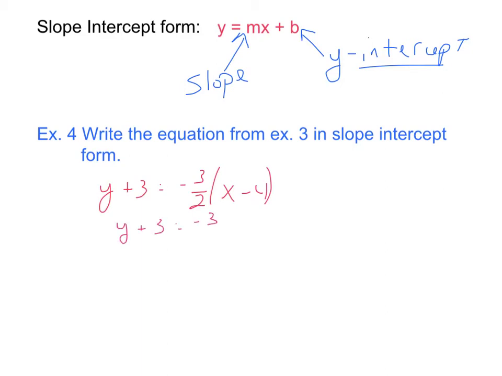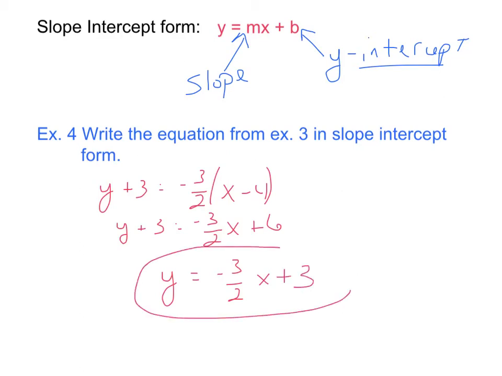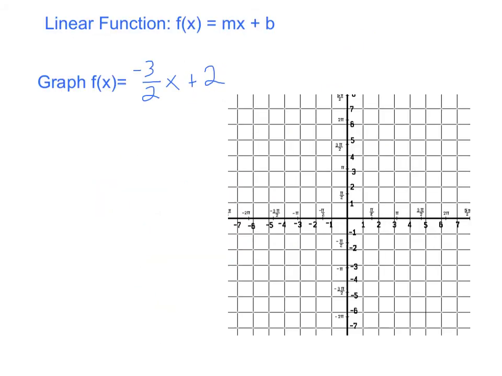So I'd have -3/2 x plus 3/2 times 4, which would be 6. And then I just need to subtract the 3. So -3/2 x, 6 minus 3 would leave me with 3. And there is the slope-intercept form. Okay. If I've got a linear function, it doesn't really change anything. I'm just writing f of x instead of y, but it's still mx plus b.